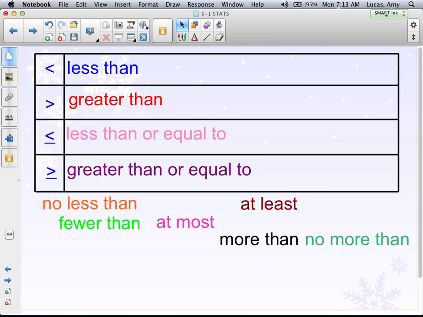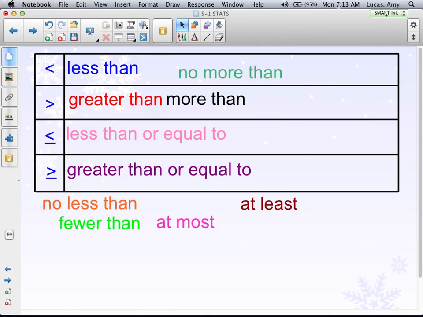More than, greater than would be more than. So that means that less than would be no more than. Let's think about that. If it's not more than something, is it less than it? Or is it less than or equal to it? So if I have no more than $10, I could have $10. I just don't have more than that. So I could have 10 or less.